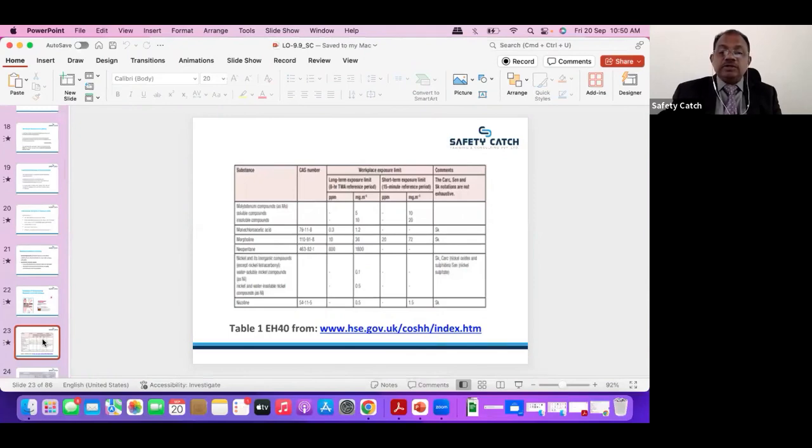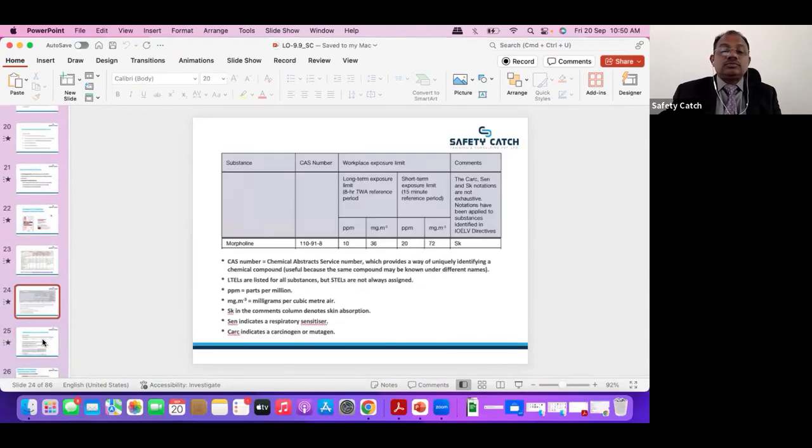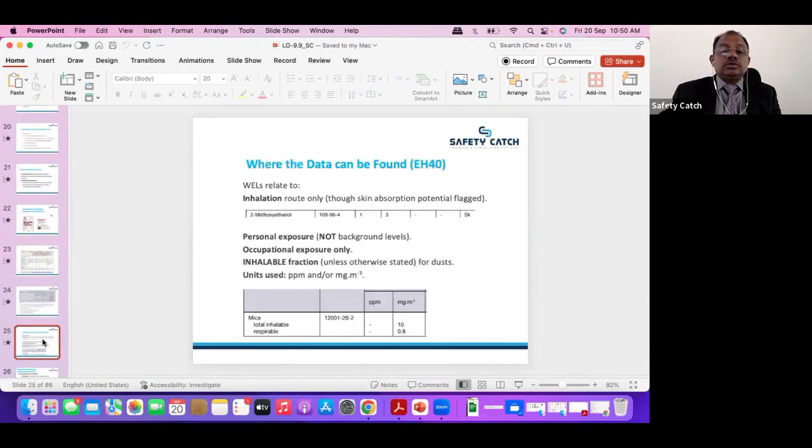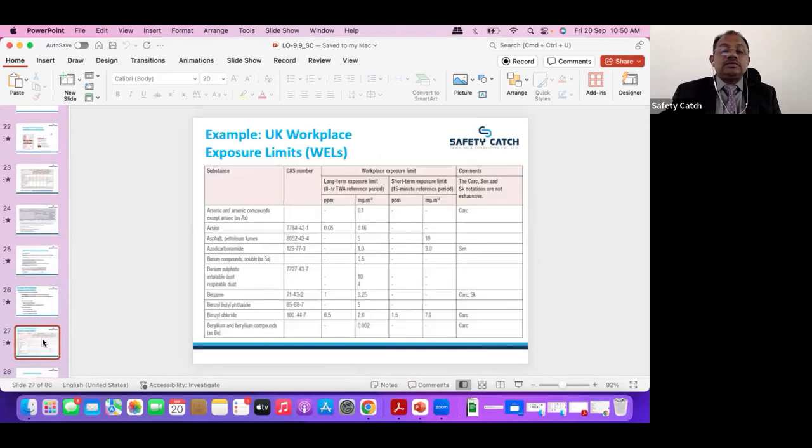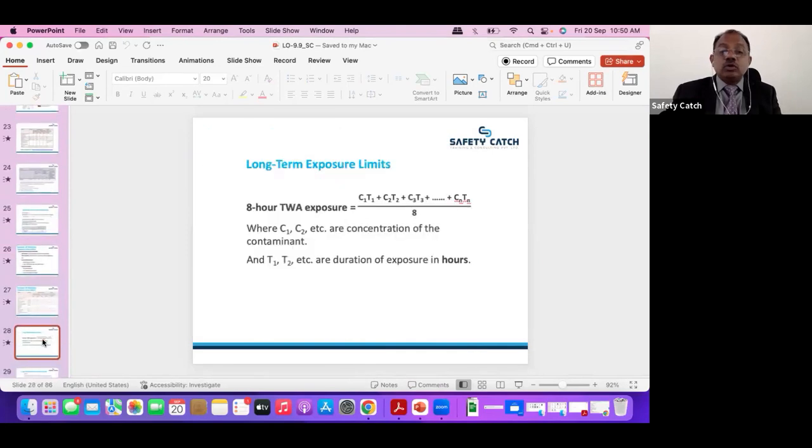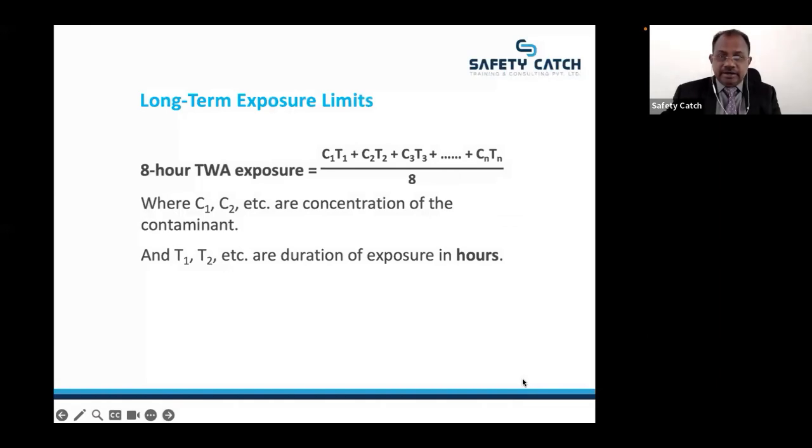So I have explained this to you. Yeah, all these things are explained. Now, how to calculate TWA? How to calculate the long-term exposure limit? The formula is very simple. It is not very complicated. The formula is C1 T1 plus C2 T2 plus up to Cn Tn, divided by 8. That means concentration 1 multiplied by duration 1.